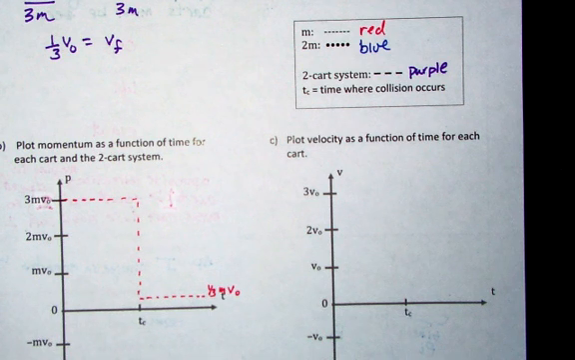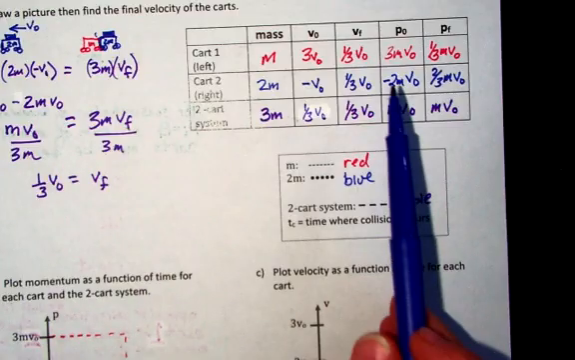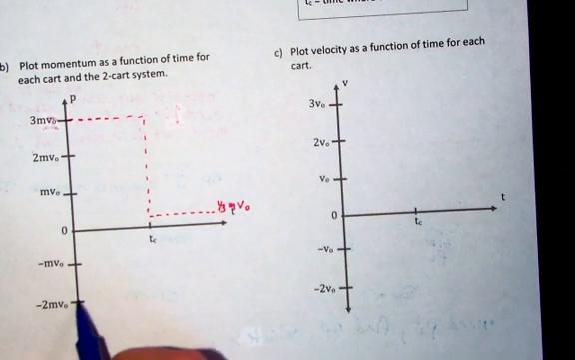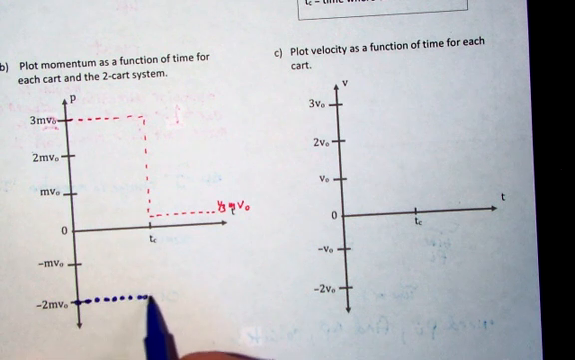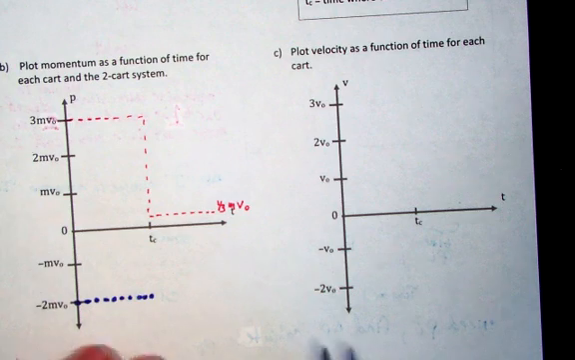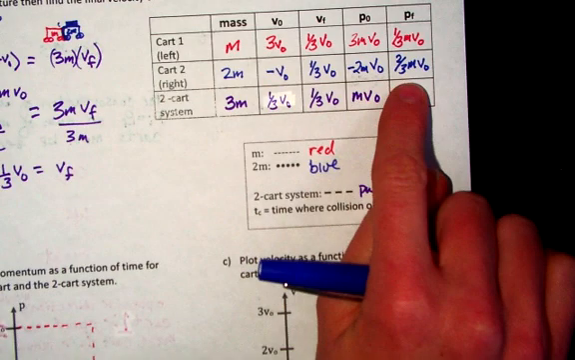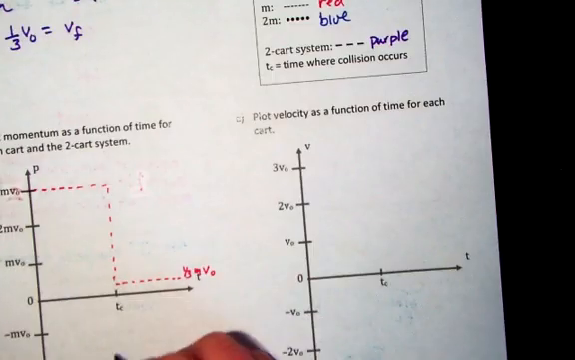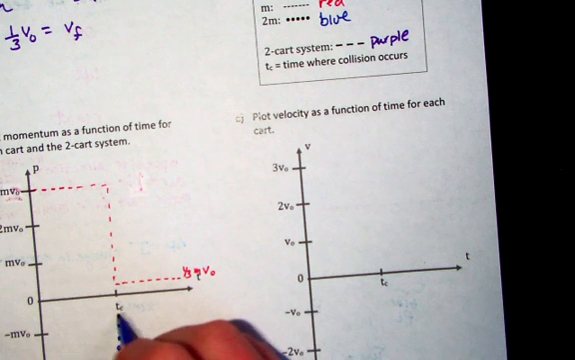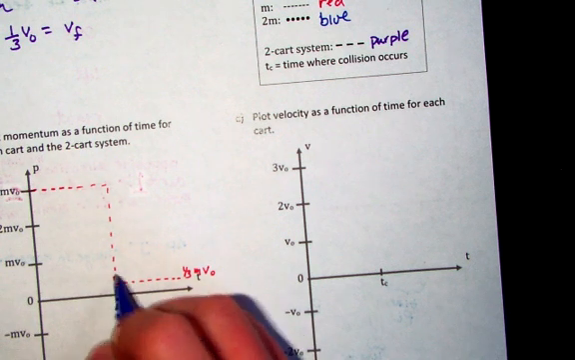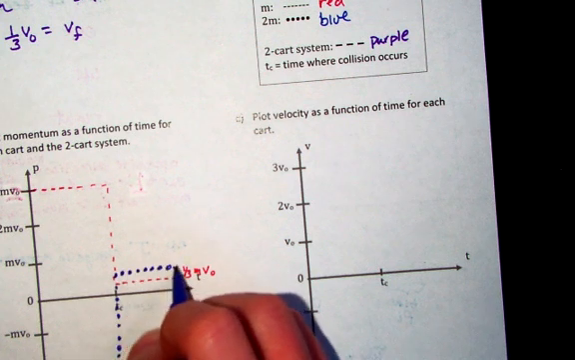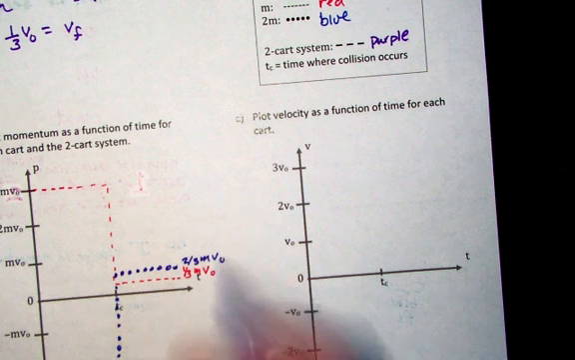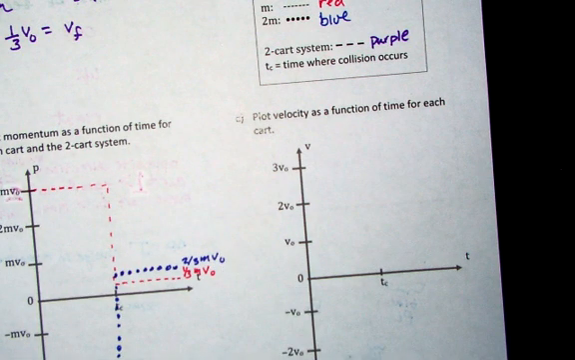The blue cart, what was the initial momentum of the blue cart? -2 mv naught. So these are going to be circles. And that's until the time of collision. Once the collision occurs, my momentum changes to what? So I'm going to bring this up very quickly, and this is up to 2/3 mv naught.